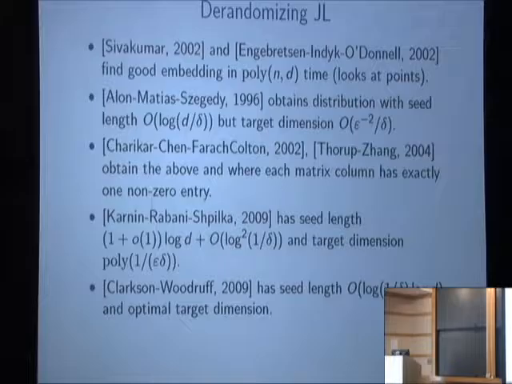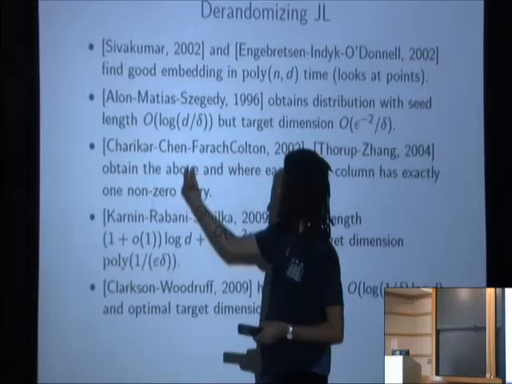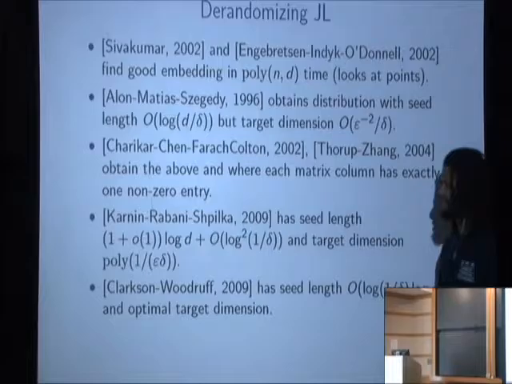Good. So the Kane, Nelson, and Meka result is similar to the AMS result in that you again have this poly 1 over epsilon, poly 1 over delta dependence on the dimension. But where they gain is on the dependence. So basically, there are a near linear number of mappings if delta is not too small. Okay, so that's the seed length that they get.